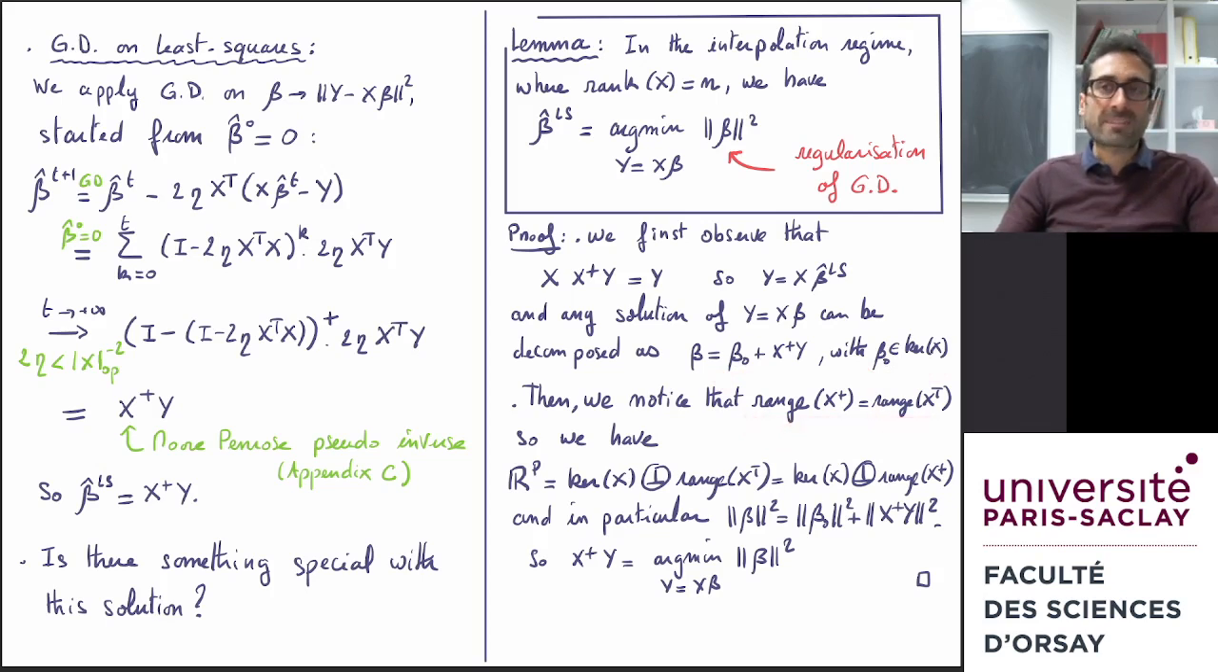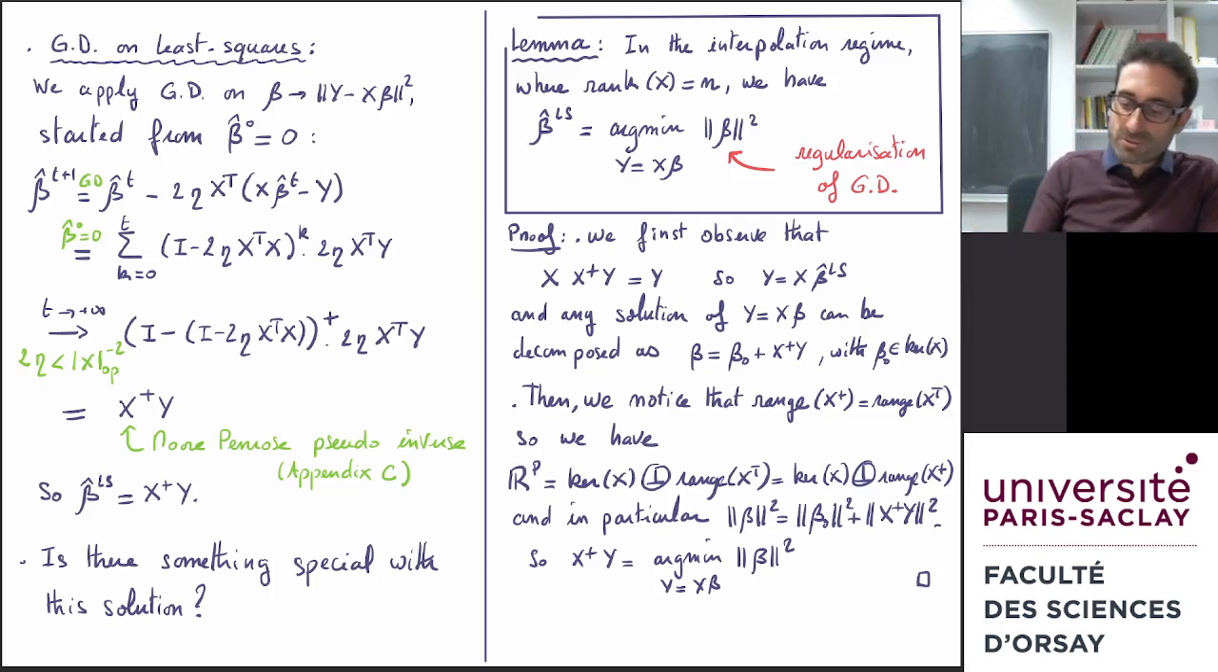And why are they the same? Just because, again, you look at the SVD. What is the difference between X plus and X transpose? You just take the singular value and you take 1 over the singular value. So you take the SVD of X transpose, and you take 1 over the singular value, and you get the SVD of X plus.